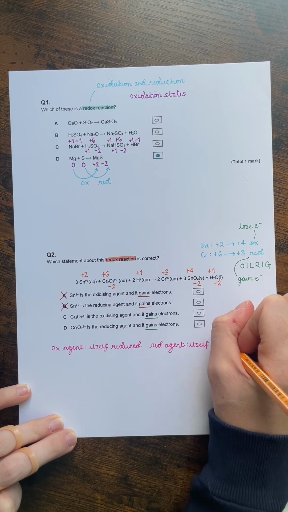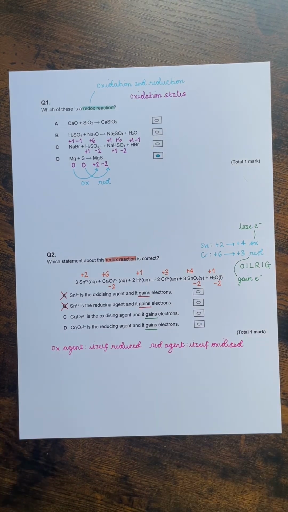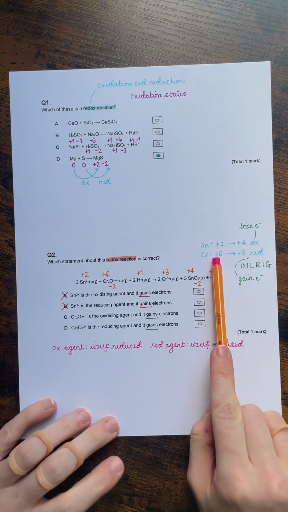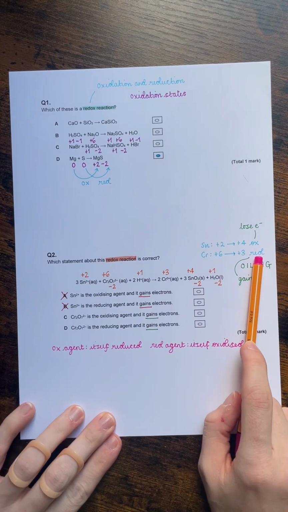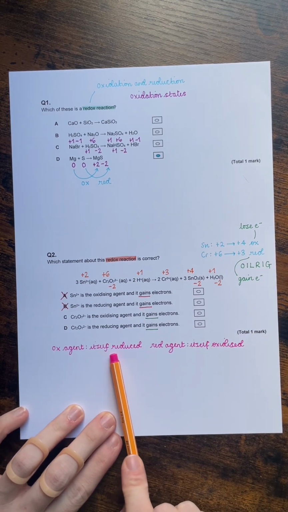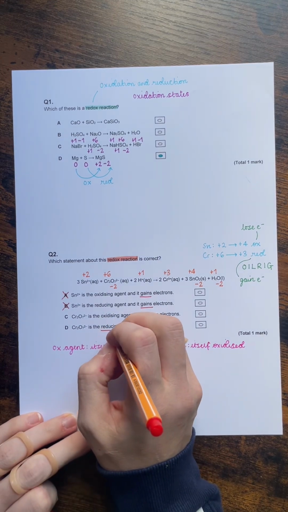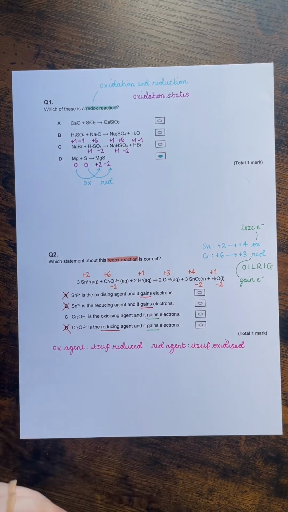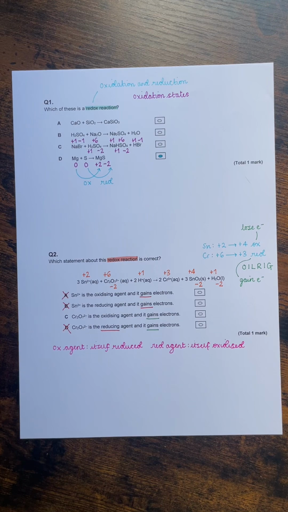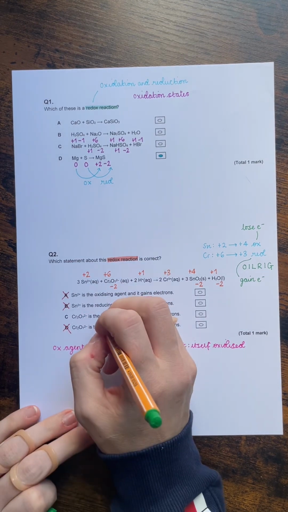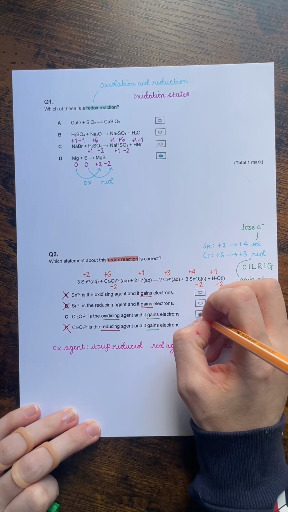So what did we say was happening to the chromium? It's decreased its oxidation state, which is reduction. So if it is itself reduced, it has to be the oxidizing agent. So it's not going to be a reducing agent. It's clearly going to be an oxidizing agent. And that gives us our answer C.